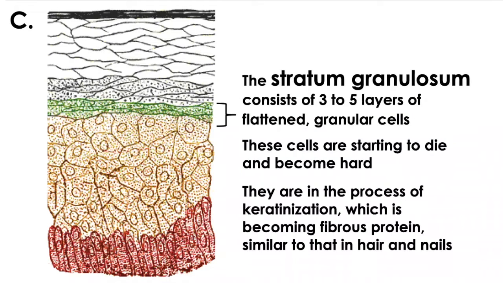Then we have stratum granulosum. This is going to consist of just about 3 to 5 flattened granular cells. These cells start becoming hard. They start going through the process of keratinization. They start making the keratin, which is the fibrous protein we talked about. So they start going through this kind of soon-to-be dying process.